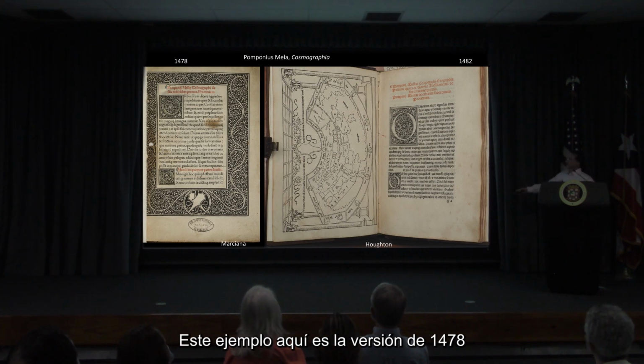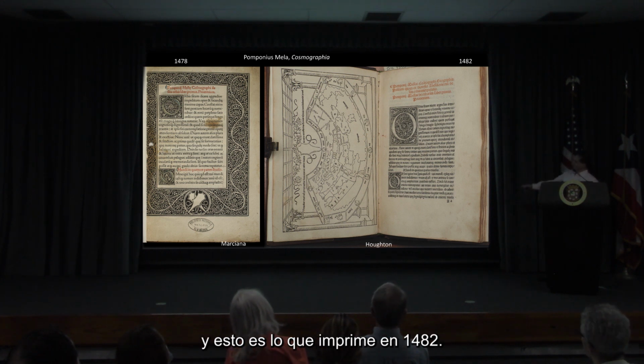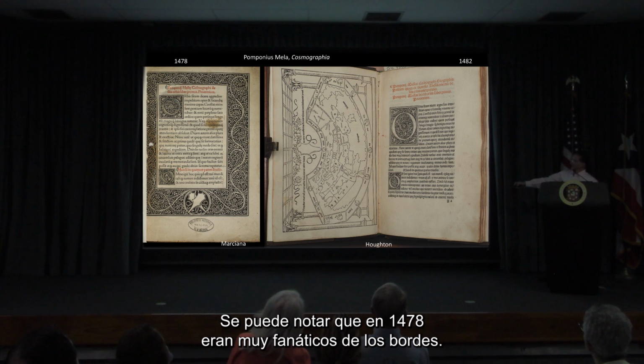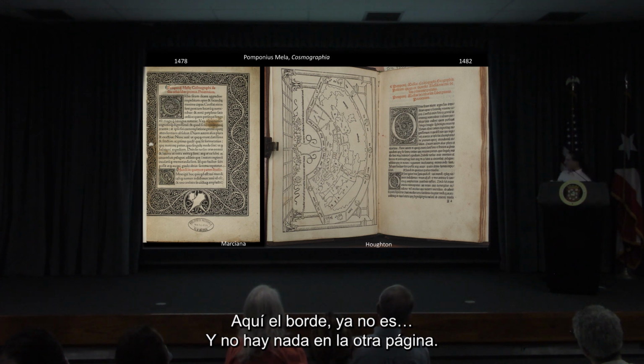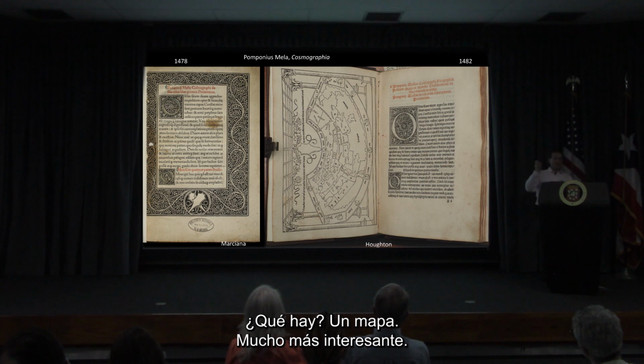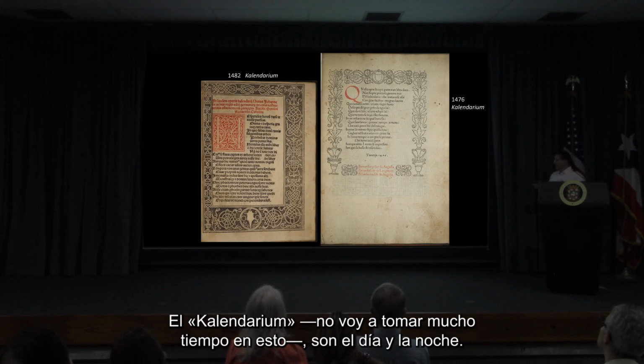So this is the 1478 version. This is what he prints in 1482. You can see in 1478, they're all gung-ho about the border. And here the border is no longer there, and there is nothing on the other page. What you want is a map, far more interesting. Calendarium, I'm not going to spend any time. This is night and day.